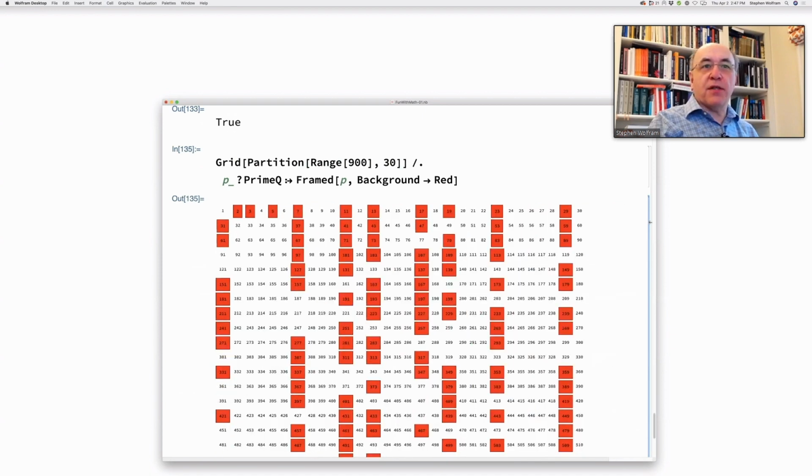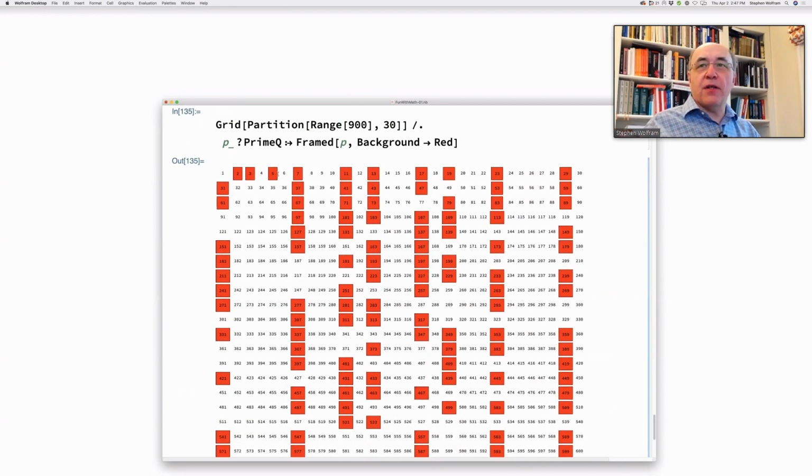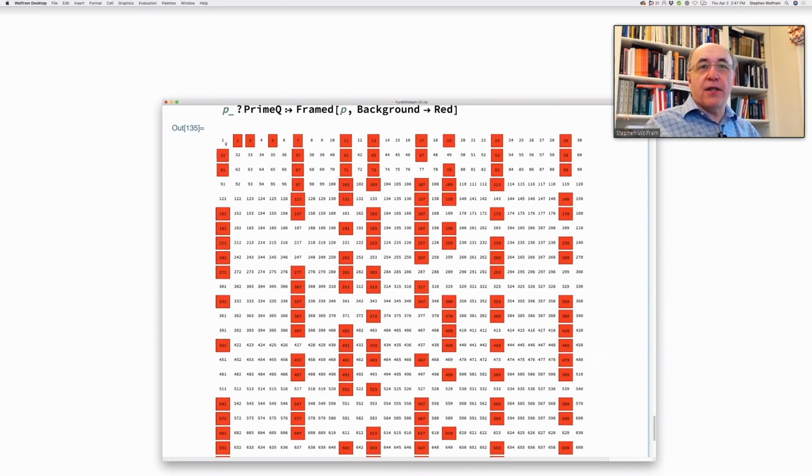Oh, that's kind of interesting, actually. So I'm writing out the numbers from 1 to 900, and I'm showing here all of the numbers that are prime. And okay, actually, it's kind of interesting. I'm a little surprised here that there are so many patterns in this picture. Let's see whether we can figure out why there are patterns in this picture. Okay, so I can start to see some answers to why there are patterns in this picture.